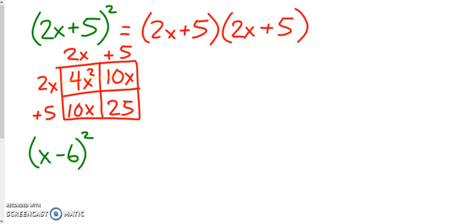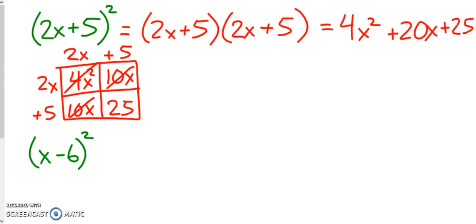So, now all I have to do is combine my like terms. So I've got this 4x squared, nothing goes with that. That's gone. Then I've got 10x and 10x, which when I add them together makes 20x. And then I've got 25.